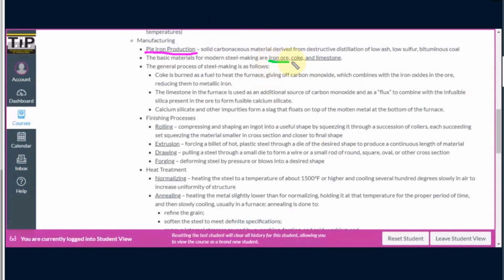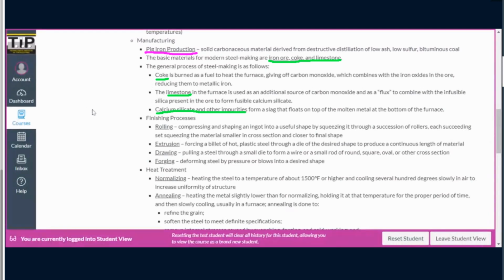of steel making? So coke is burned as a fuel to heat the furnace, giving off carbon monoxide, which combines with the iron oxides in the ore, reducing them to metallic iron. The limestone in the furnace is used as an additional source of carbon monoxide and as a flux to combine with the infusible silica present in the ore to form fusible calcium silicate. And calcium silicate and other impurities form a slag that floats on top of the molten material at the bottom of the furnace.